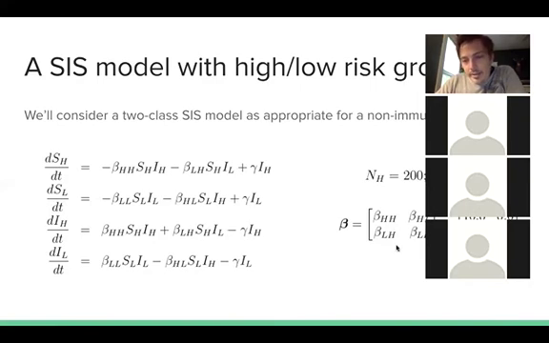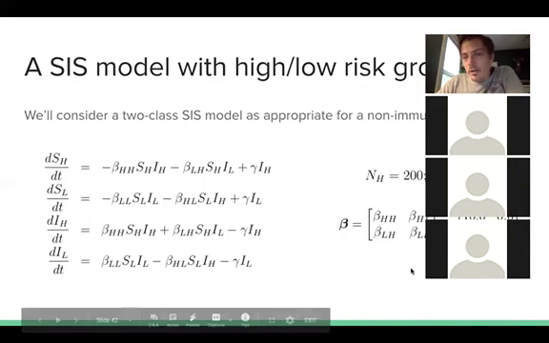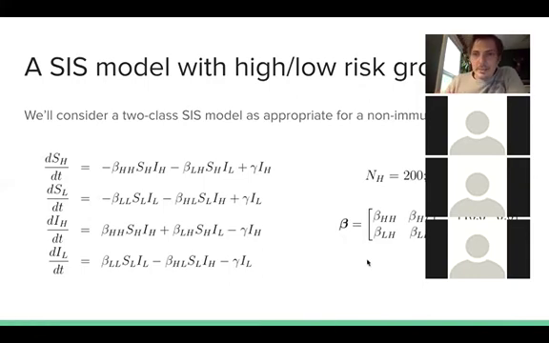And we'll parameterize this in terms of a transmission matrix where the rate of transmission is very high in the high risk group and low otherwise. So low in the low risk group and low between the high and the low risk group. So most of the transmission here is really occurring amongst individuals in the high risk group.